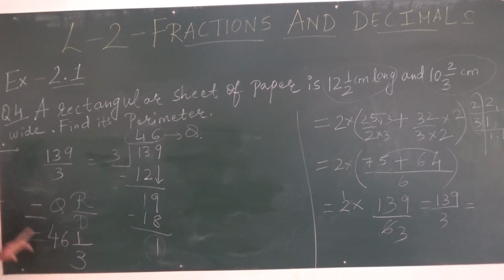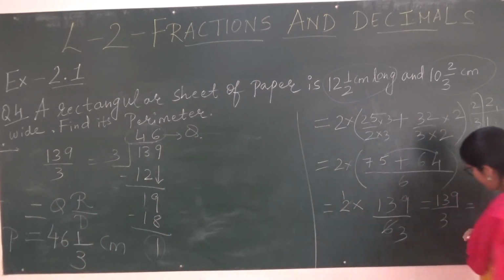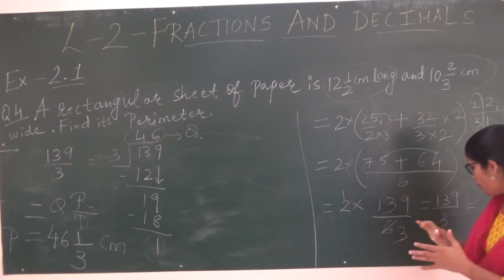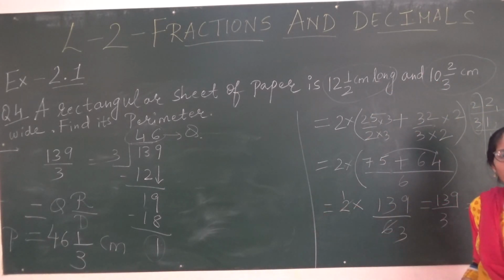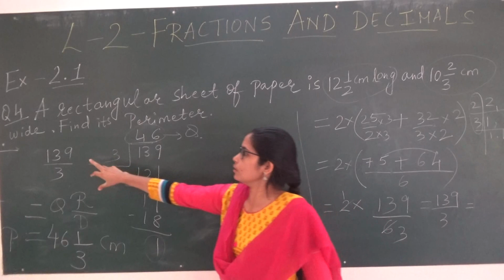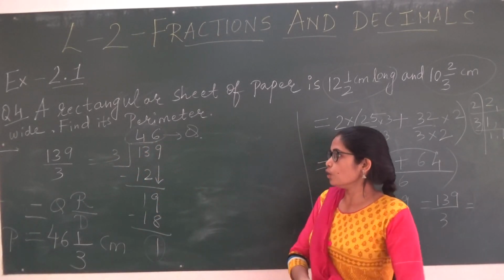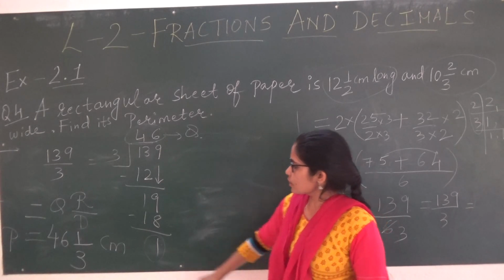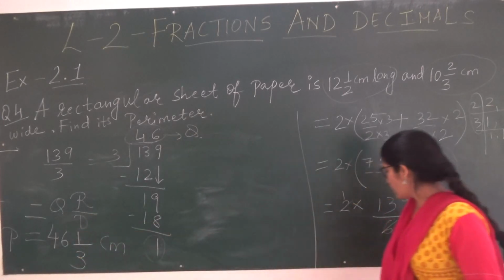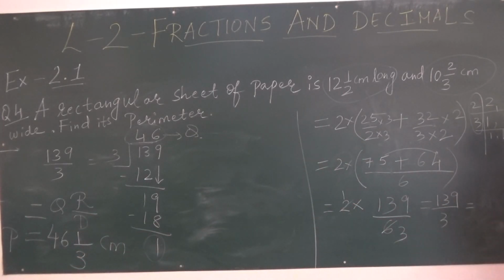46 integer 1 upon 3 centimeter. So our answer of perimeter will be this. 46 integer 1 upon 3 centimeter. Okay. If you write till here 139 upon 3, then also it is correct. But in the question it is given in mixed fraction. So if you convert the final answer also to mixed, it would be much better. So 139 upon 3 is our answer, and if we convert to mixed fraction, you have to divide 139 by 3. So this is our quotient. So 46 integer 1 upon 3. If you check this, 3 into 46 plus 1, you will again get back to this. So this is our answer of perimeter.